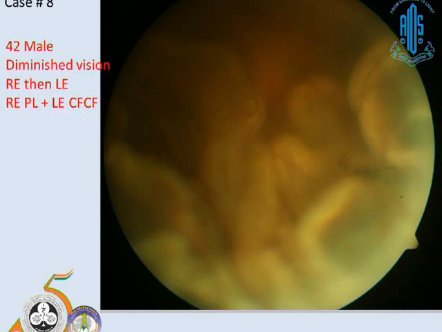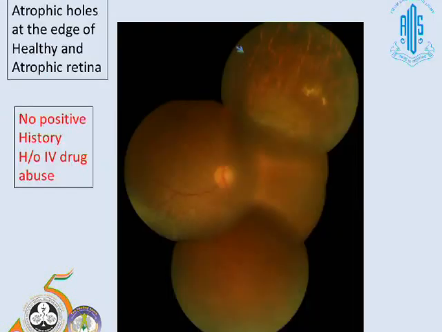Similarly, this was a 48-year-old male who presented to us with diminished vision in the right eye first, then in the left eye. He was PL plus in the right eye. You see this kind of retinal detachment, PVR D1, the disc was visible, and once you see the other eye, the picture is clear.